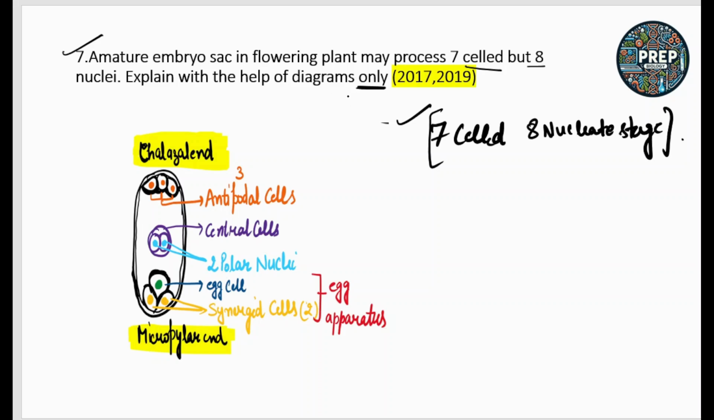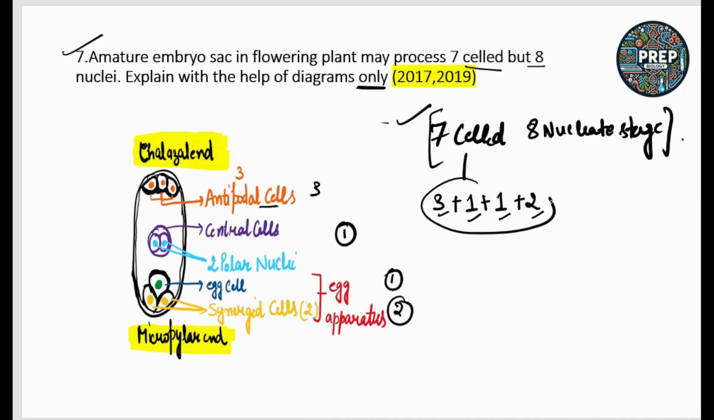So with the help of the diagram, you all have to answer this question. In the 7-celled, 8-nucleate stage, we know that 7-celled, how are 7 cells formed? 3 cells are antipodals. Next, 1 cell is the egg cell, 2 cells are synergids, 3 plus 3 is 6, and 1 is the central cell. So the 7-celled stage is 3 antipodals, 1 central cell, 1 egg cell, and 2 synergids. So this is the 7-celled.